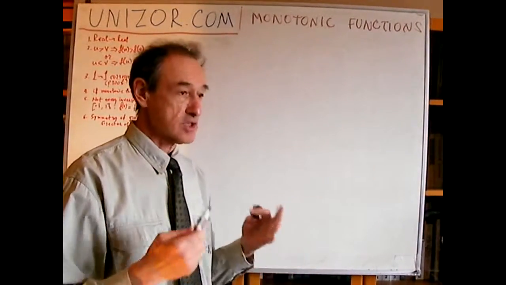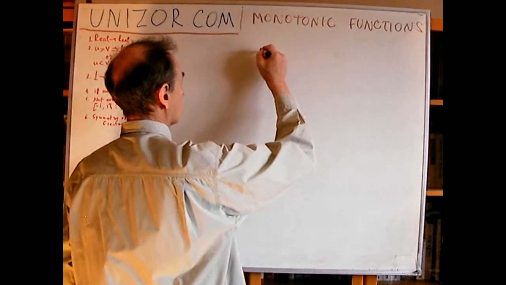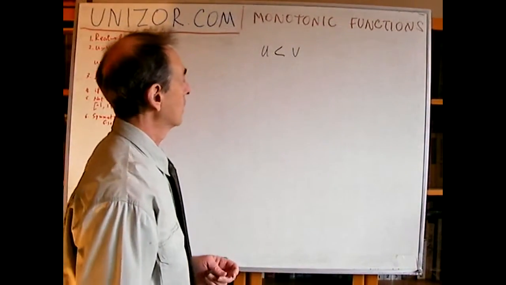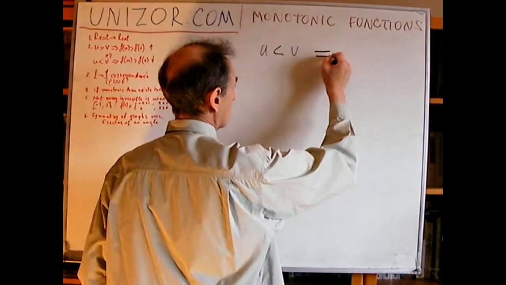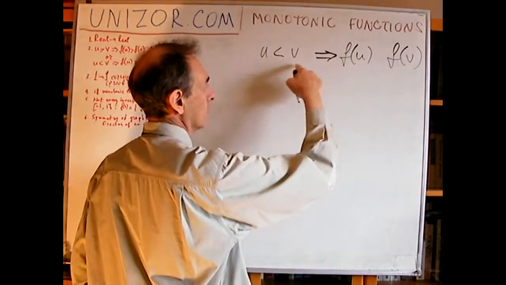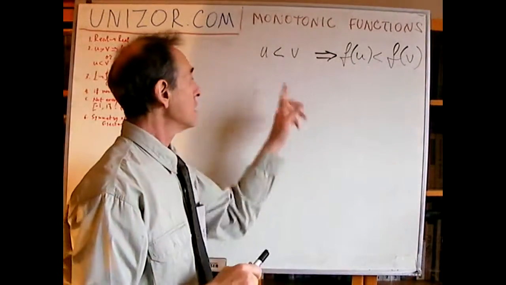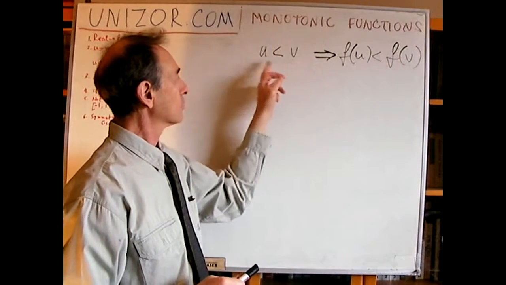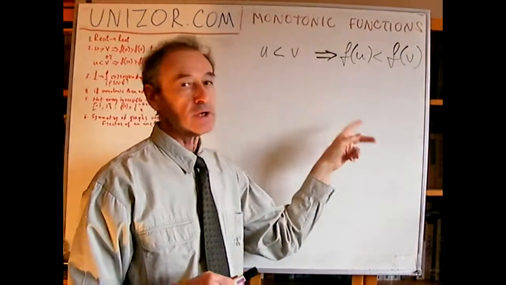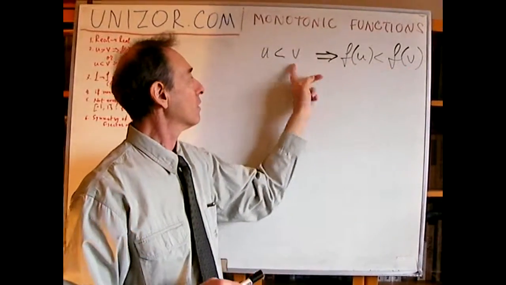So, let's just put together the definition of the monotonic function. The monotonic function is the following. If you have two different arguments, u and v, both belong to the real numbers, both are real numbers, then the value of the function in these two arguments has exactly the same relationship. So if the function is defined at two different points, real numbers u and v, and u is less than v, a monotonic function has this property. The value of the function in the smaller number is less than the value of the function in the bigger number.